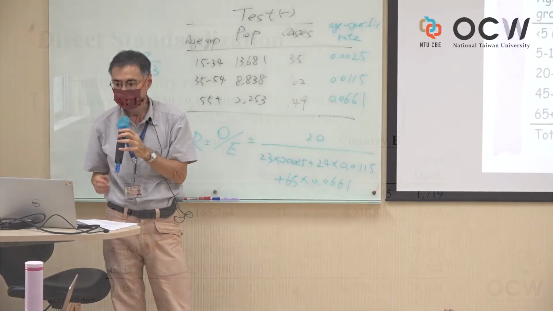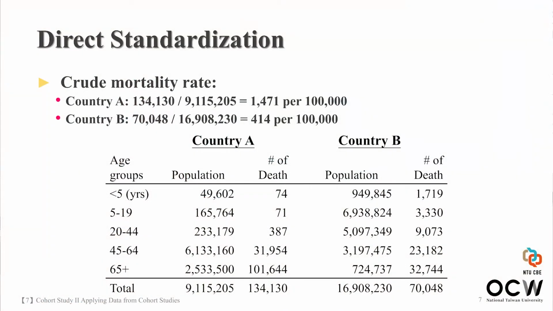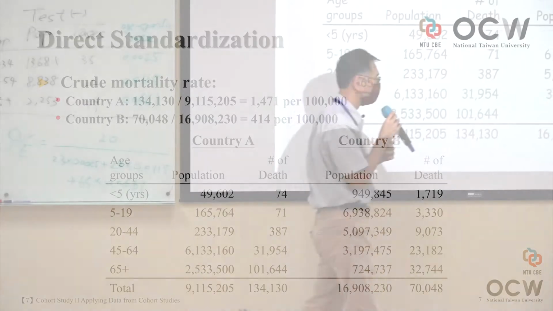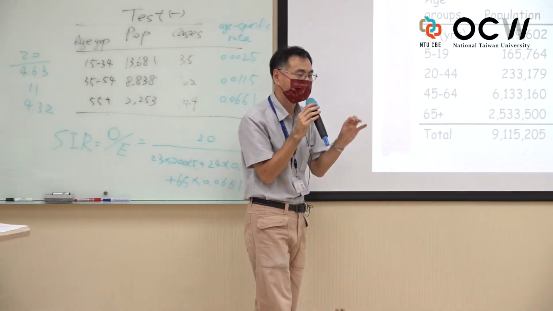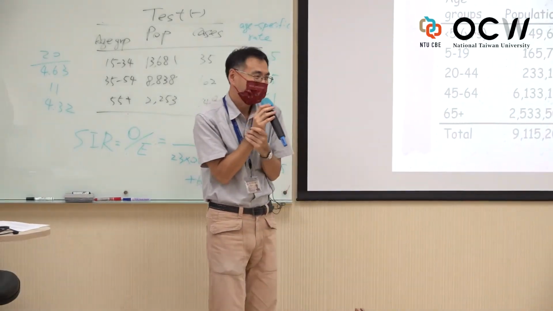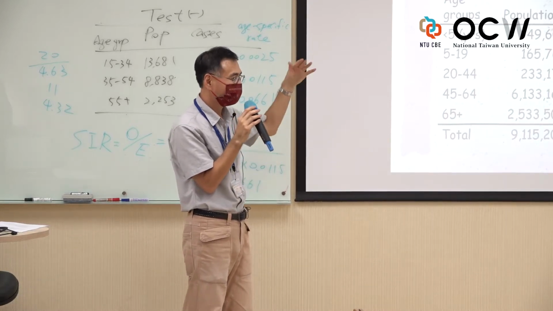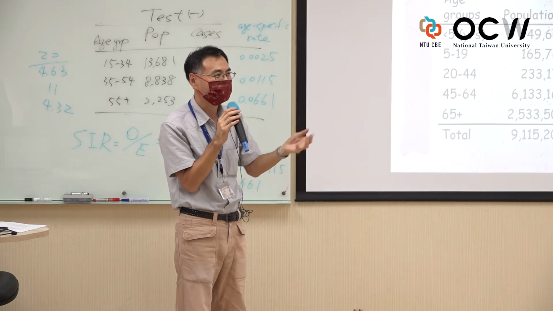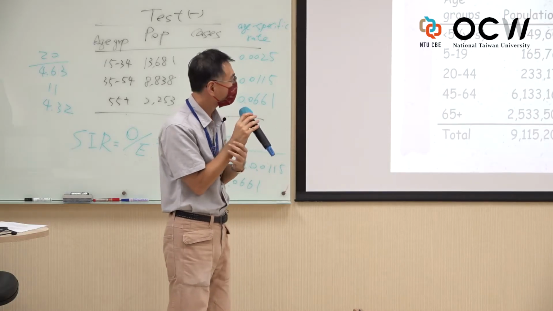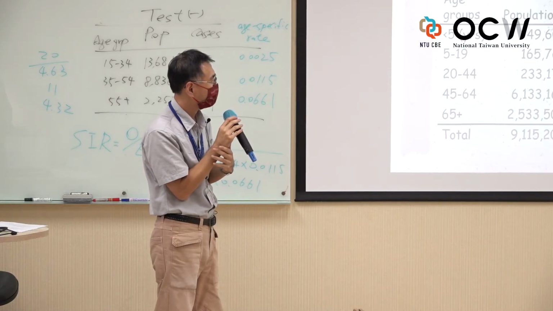Okay, here's an example for direct standardization. So if you have the information about country A and country B, roughly speaking, both of them are kind of middle-sized countries, 9 million and about 70 million population, about mid-size in the world, maybe ranking around 50 or 70 in population.